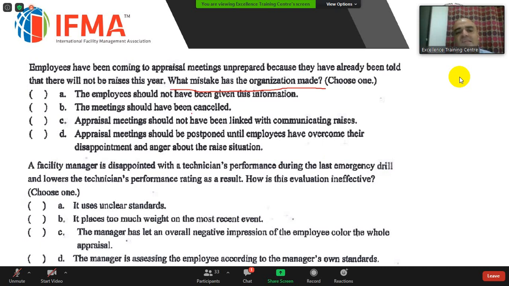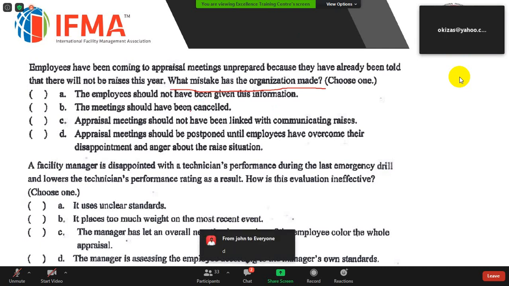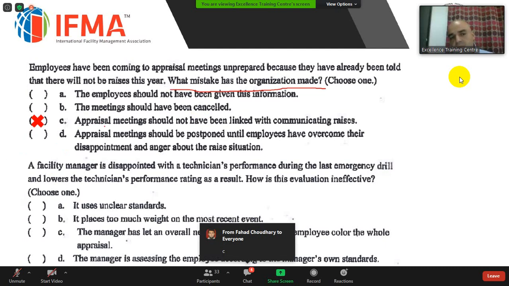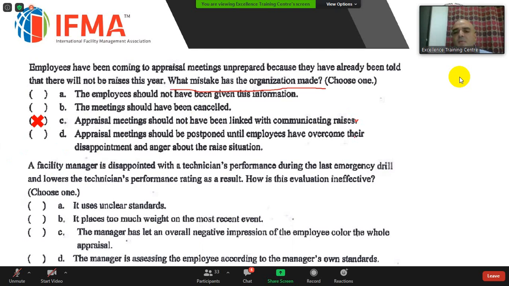So what's the mistake? C. Appraisal meetings should not have been linked with the raises. Oh, yeah, that's right. That's what we mentioned earlier: a reason why performance appraisals fail is that they are linked to financial performance, and the financial performance cannot be met.